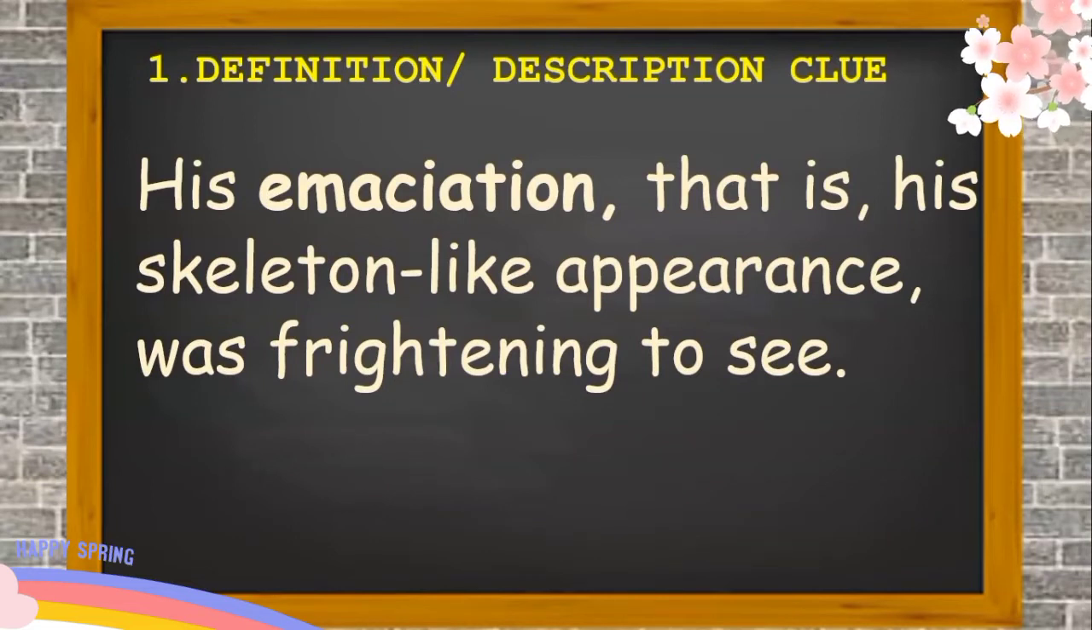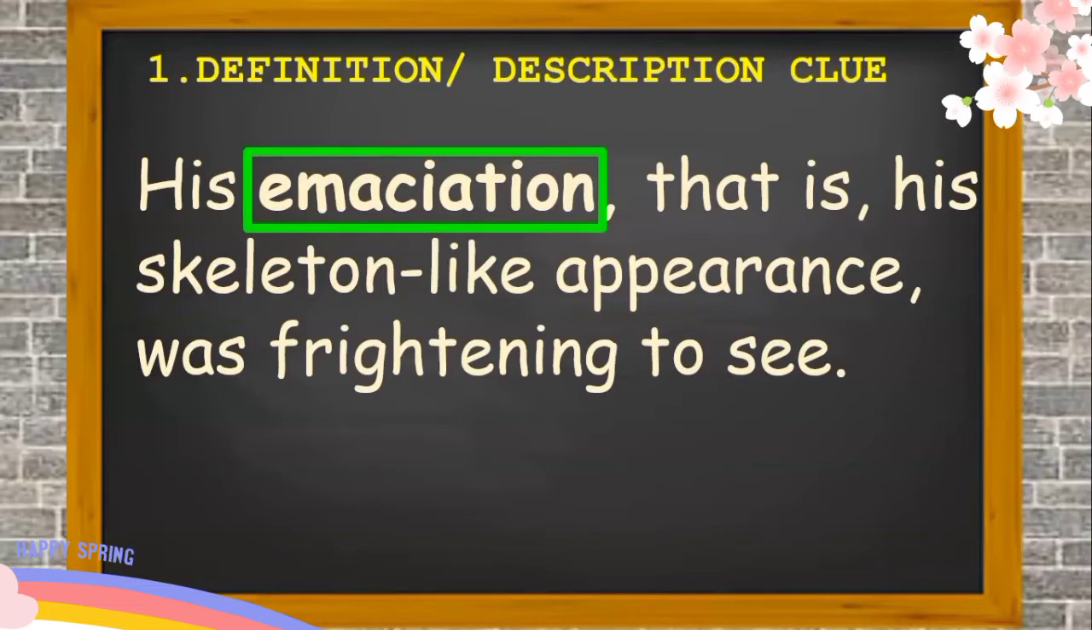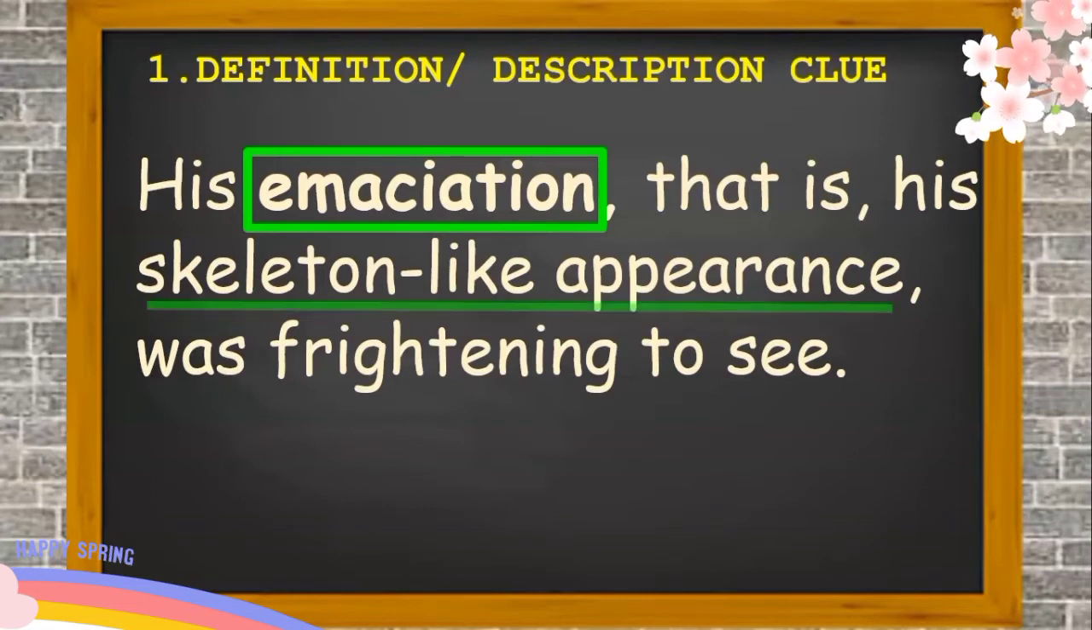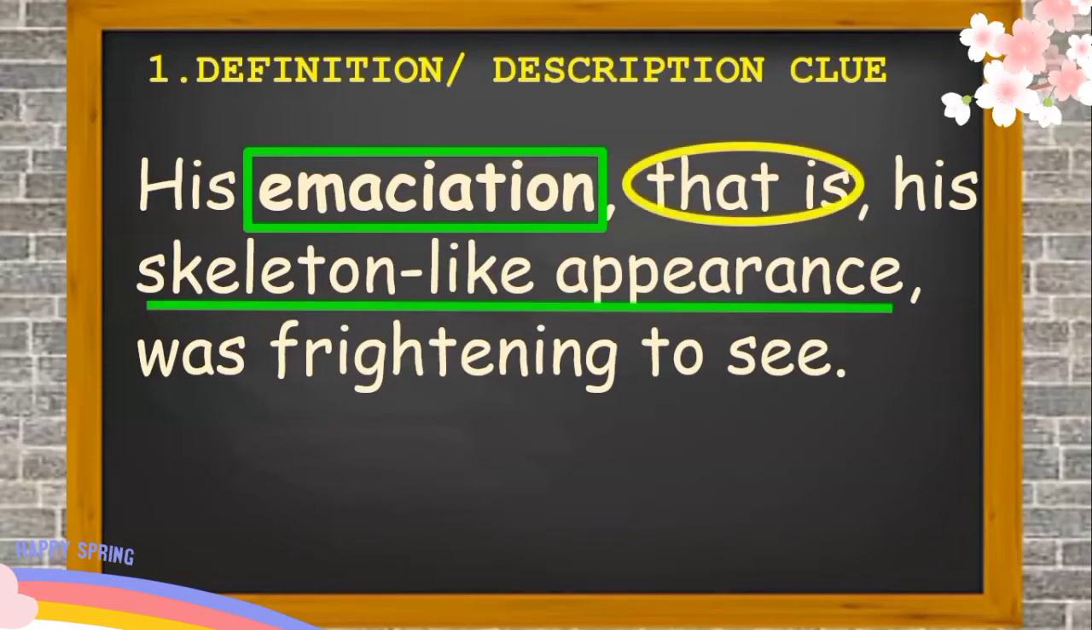The unfamiliar term in this sentence is emaciation, and it was given a concrete definition or a description within the sentence itself. We have understood that skeleton-like appearance is the definition of emaciation, and it was introduced using the signal words "that is." So that's how you find a description clue in a sentence.